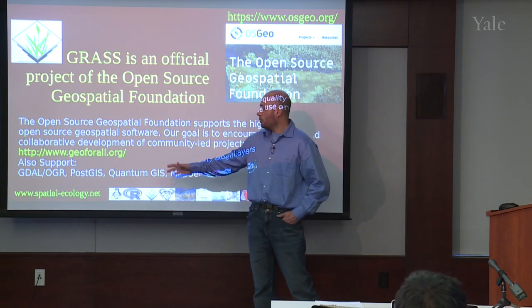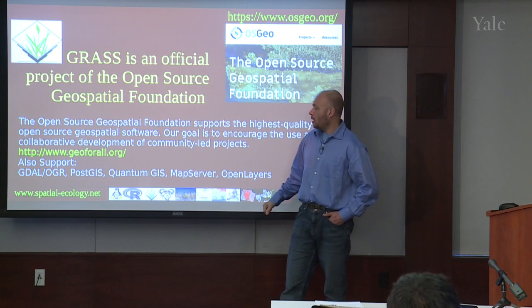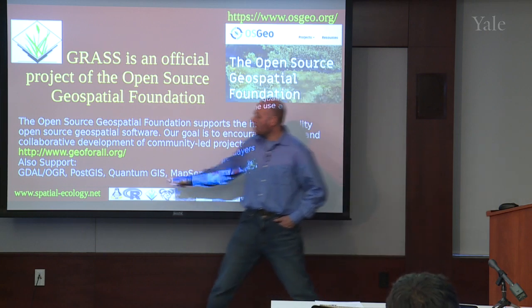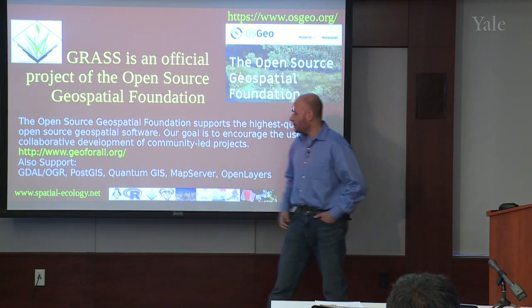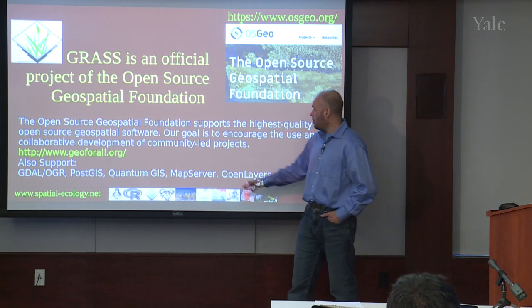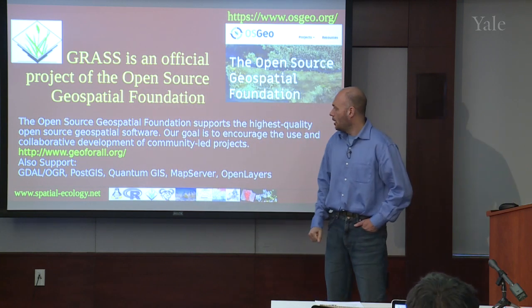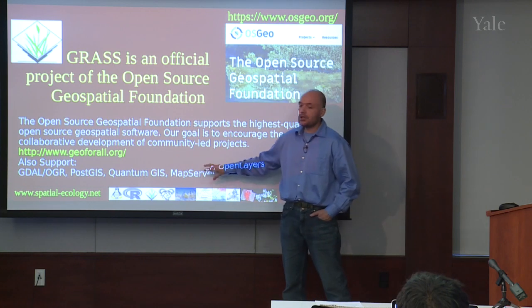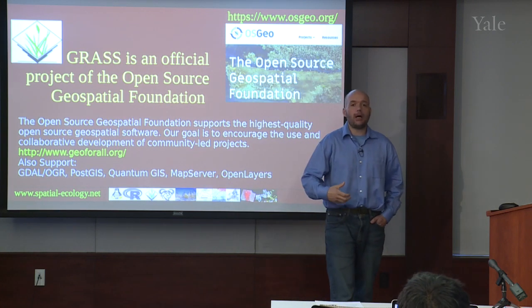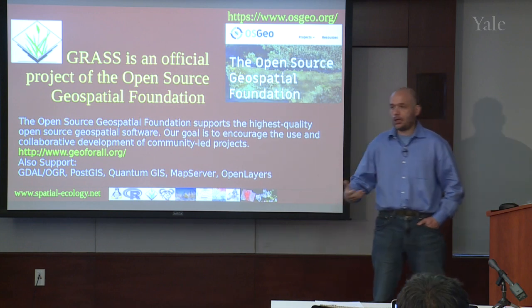like GDAL, PostGIS, Quantum GIS, MapServer, and OpenLayers. Some of these were covered in a previous workshop, but Quantum GIS we will briefly see today, and MapServer and OpenLayers are for the web GIS interface. The capability of GRASS to communicate with all this software allows you to expand the analysis even beyond the point where GRASS cannot do it.